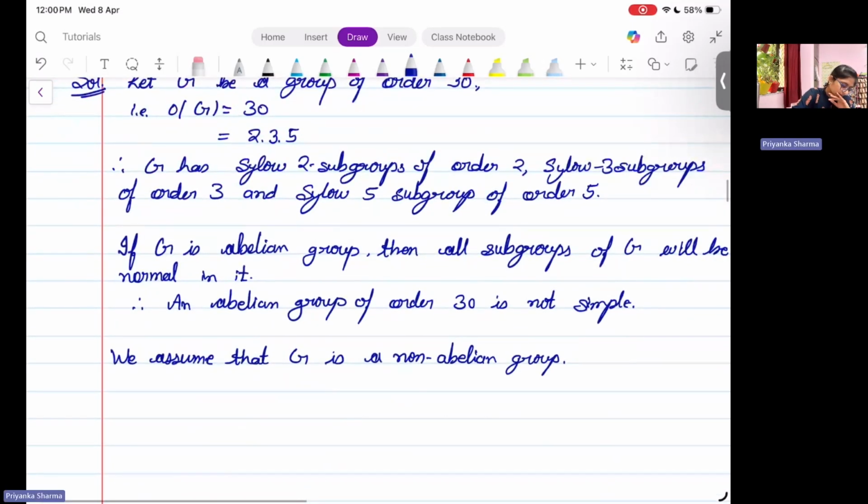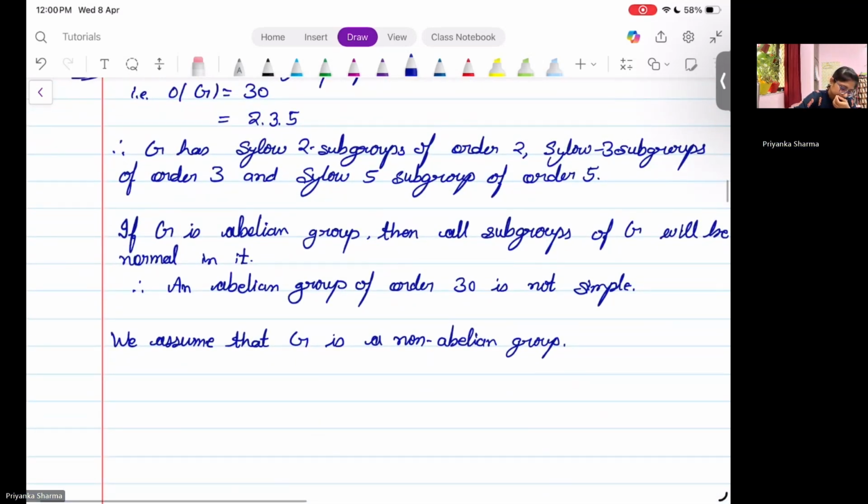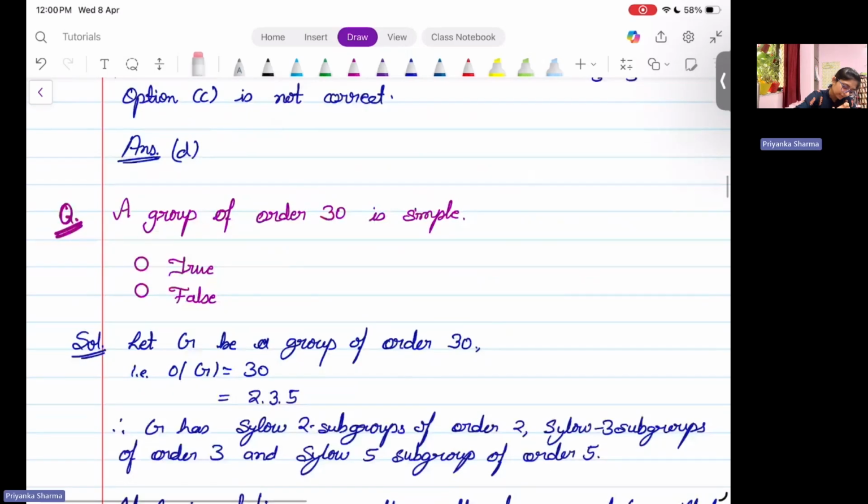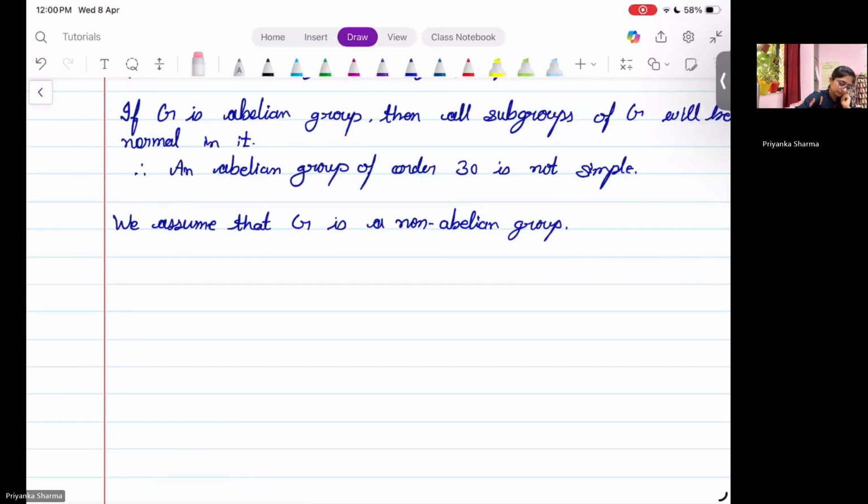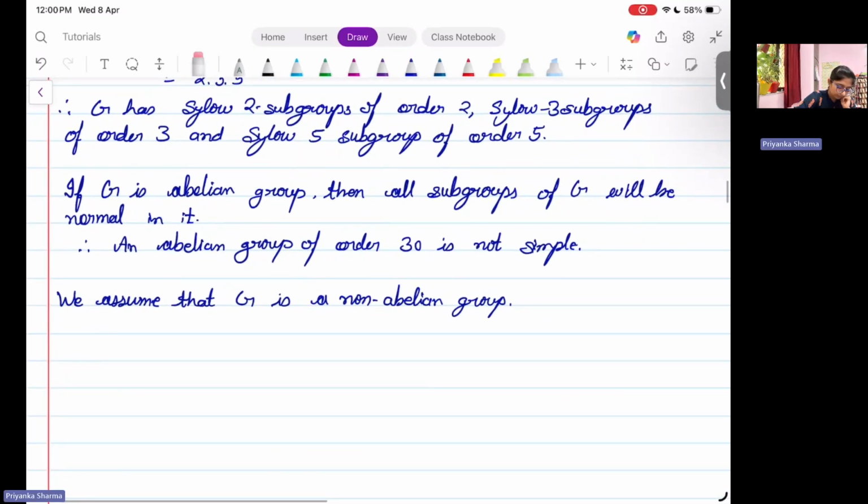Now, what about a non-abelian group? In general, we can say that the statement is false because any group of order 30 which is abelian can be given as a counterexample. Simply, we can give Z mod 30Z. But if G is non-abelian, if the question can be modified like this, then again we need to explore the possibilities. That's why we calculate further.